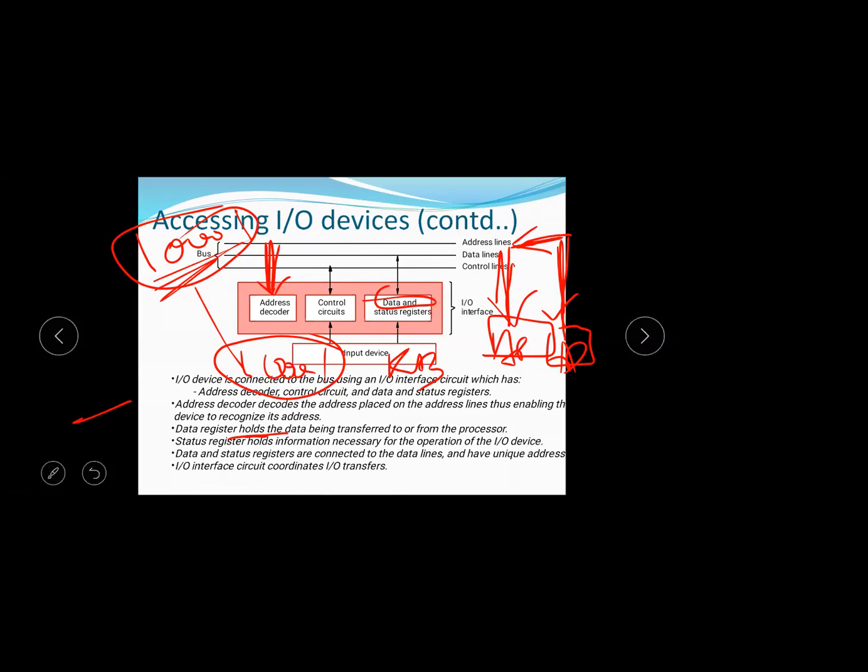Status register holds the information necessary for the operation of the IO device. The status is nothing but whether the device is ready to transfer the data. అంటే the status of the device. Input device అయితే whether the device is ready to receive the data or whether the device is ready to accept the data. Input device అయితే whether it is ready to transfer the data.